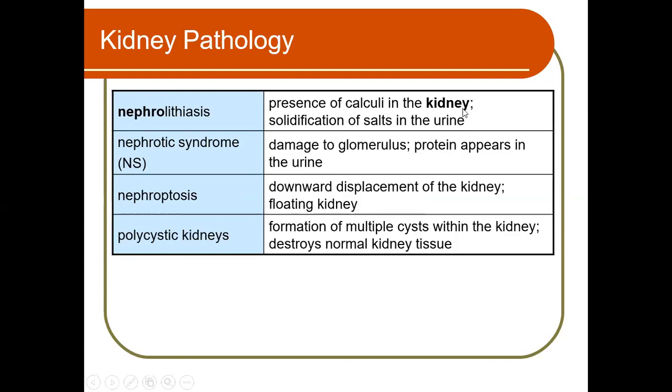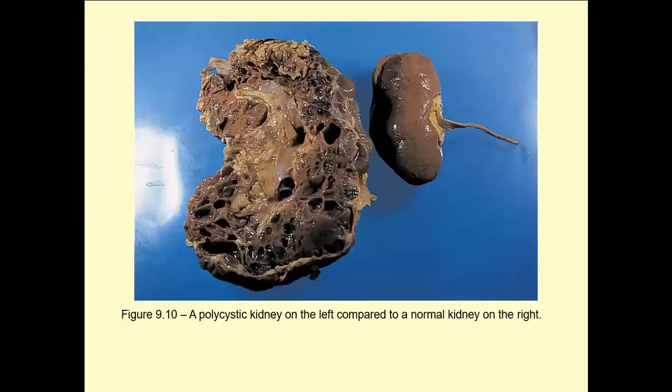Nephrolithiasis, it is the presence of calculi in the kidney, solidification of salt in the urine. Nephrotic syndrome, damage to glomerulus, protein appears in the urine. Nephroptosis, downward displacement of the kidney, floating of the kidney. Polycystic kidneys, formation of multiple cast cysts within the kidney, destroys the normal kidney tissue.